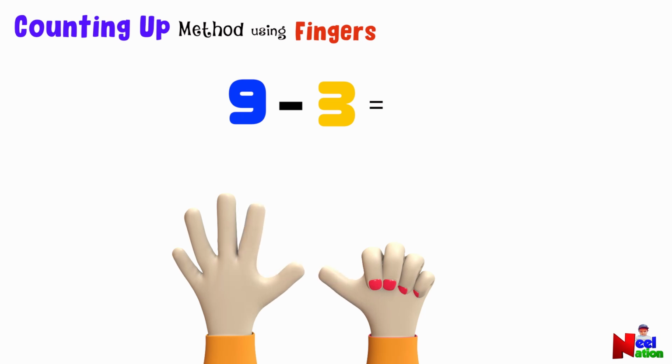Now let's see how many fingers we have held up. 6. That's 6 fingers. So 9 is 6 numbers away from 3, meaning 9 minus 3 equals 6.